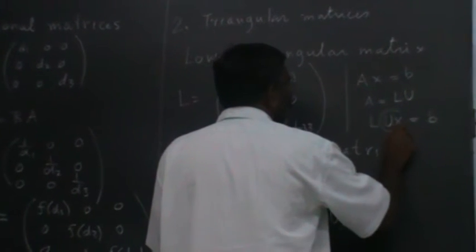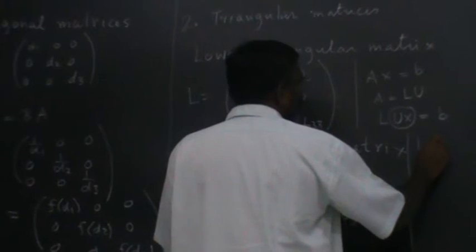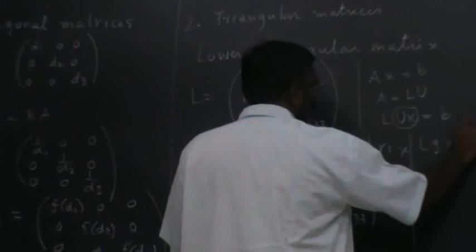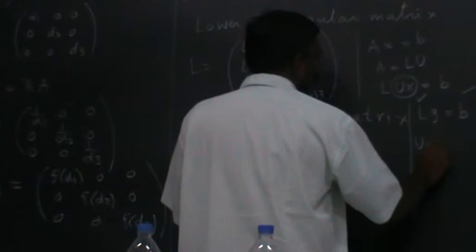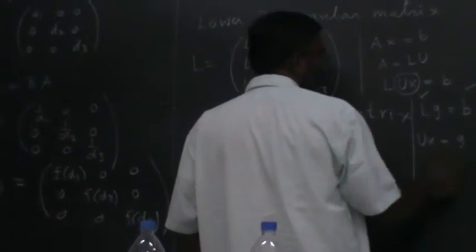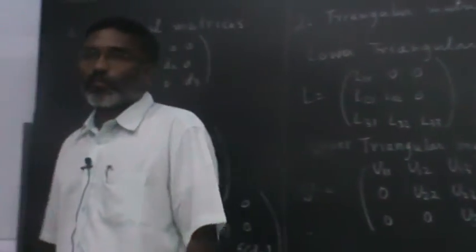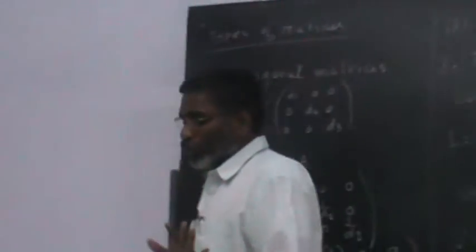Ux is an unknown quantity, so I can call it G. So L times the unknown G is equal to B. This is known and this is known, so I can find G first. And then I say Ux = G. G is known now because I solved this already, and hence I can find x. This is called LU decomposition. By writing A as a product of lower triangular and upper triangular, I can solve this problem once by forward substitution and once by backward substitution. Of course, I don't want to go into details of LU decomposition at this moment, but this is an application.